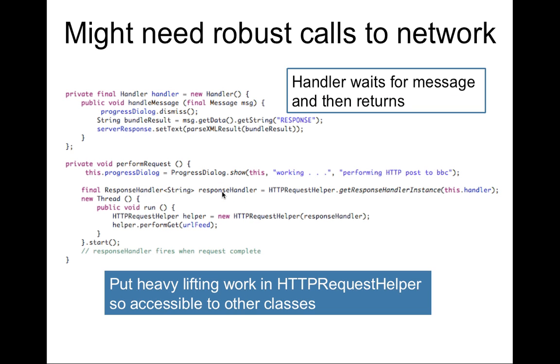You might need robust calls to the network, and here's the handler that waits for the message and then returns it. In fact, putting heavy HTTP work in a separate class, so it's accessible by other classes, is recommended at this point. So here's our handler. Handler is equal to new Handler, making a new instance of a handler object. The handler object is nothing more than something that manages the communication between the host computer and the remote computer. And we're going to have a little dialog box that comes up, and when a message is received, it's going to pop up a dialog box and say, hey, connected to the server, or hey, disconnected from the server.